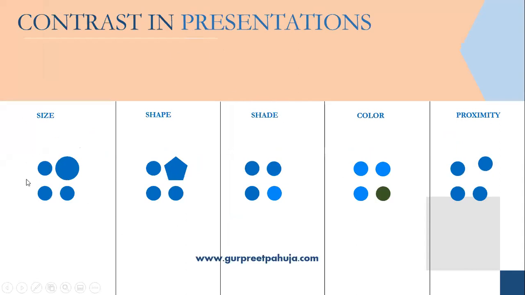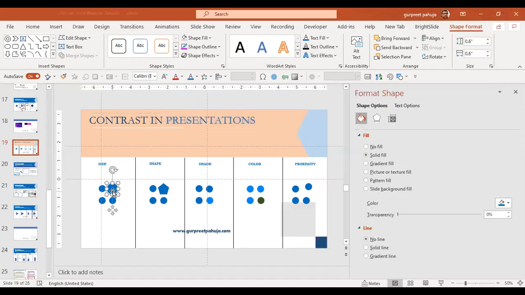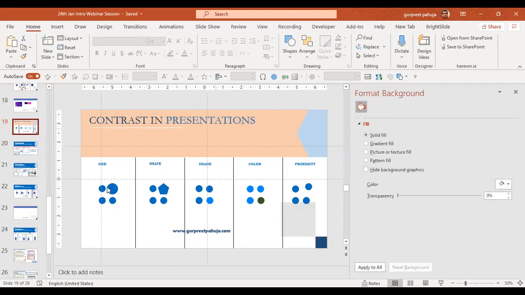You can show this in size by changing the size. Suppose you are showing 4 shapes, so you change the size of the 4th one which you want to highlight. You can increase the size. You can change the shade. You can change the color. I have done it over here. You can change the proximity. Proximity means you can show it a little far.